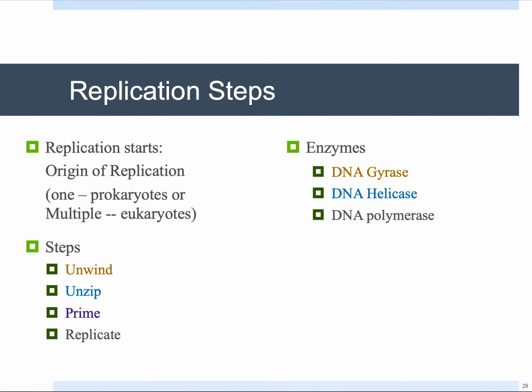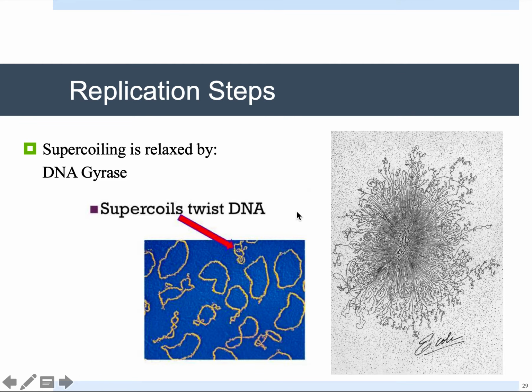So there are steps involved in replication. You have a point of origin where replication begins. That's the origin of replication. In prokaryotes, there is only one point of origin. And then in eukaryotes, you have multiple origins of replication. You have different steps that are involved. There's unwinding and unzipping. And then you have the primers that have to attach. And then you have replication that takes place. These enzymes then play a crucial role in the process. So there are the steps of replication.